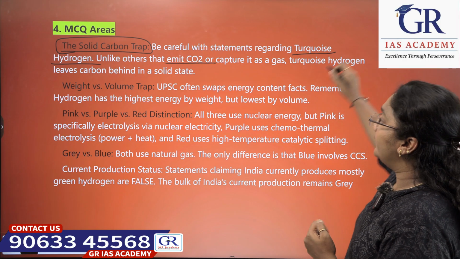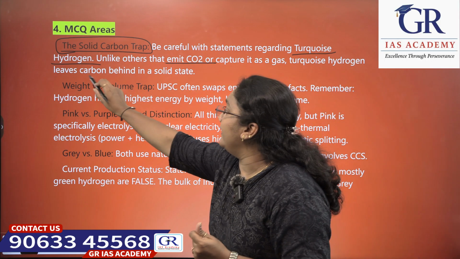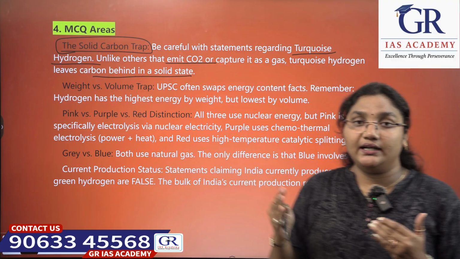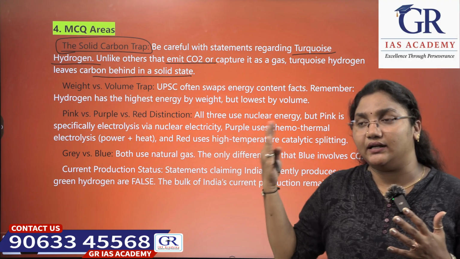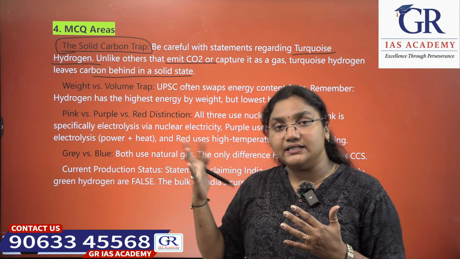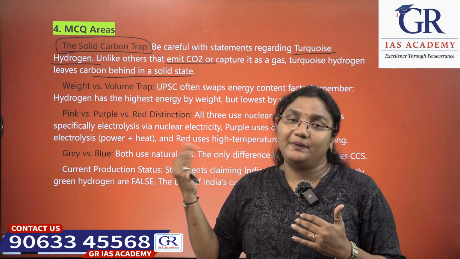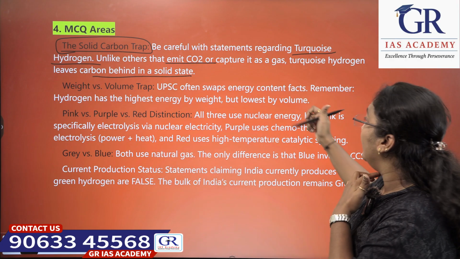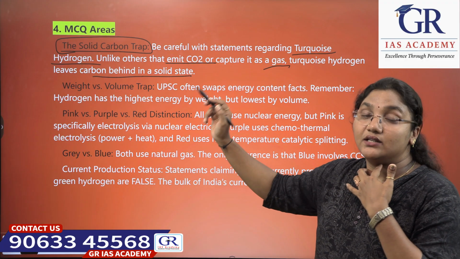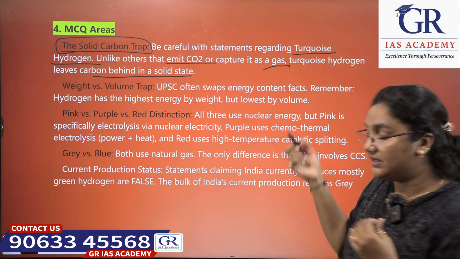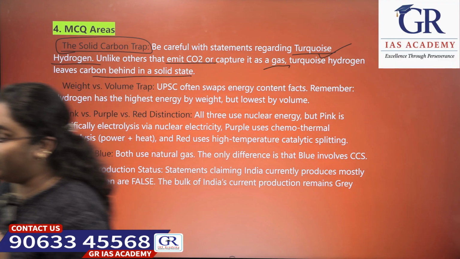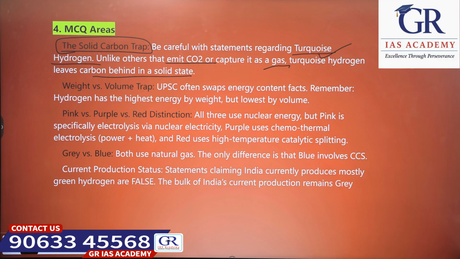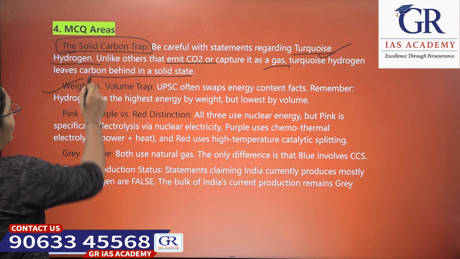But the turquoise hydrogen leaves the carbon behind in a solid state. So the examiner might trick you. Basically, we will be understanding that carbon dioxide is emitted in the form of gas, or it has been trapped in the form of gas. So the examiner might trick you with this, like turquoise hydrogen, which leaves the carbon behind in a solid state.